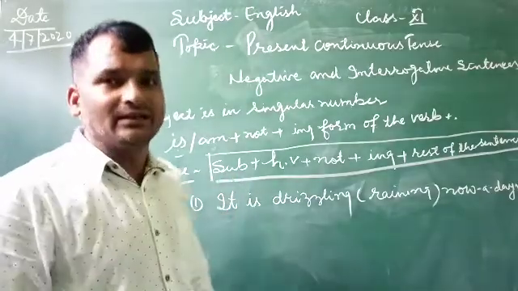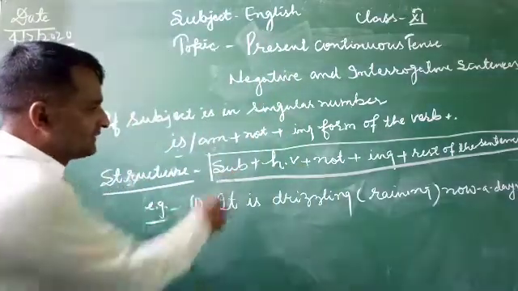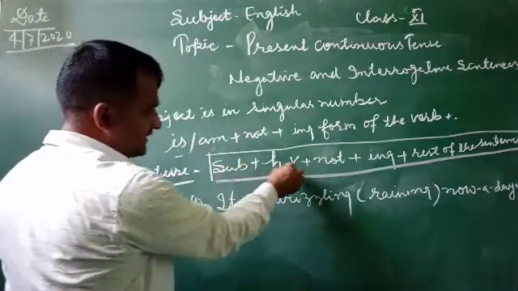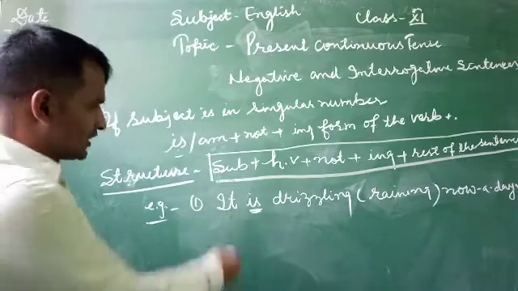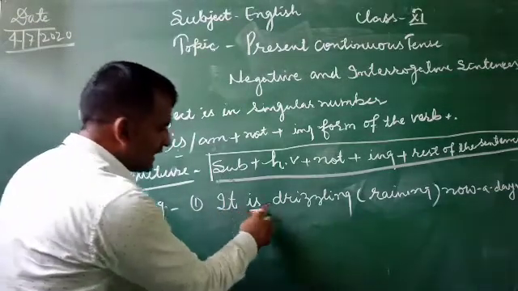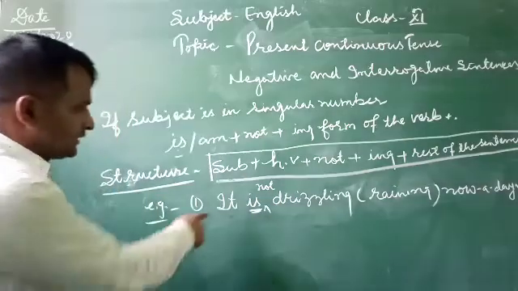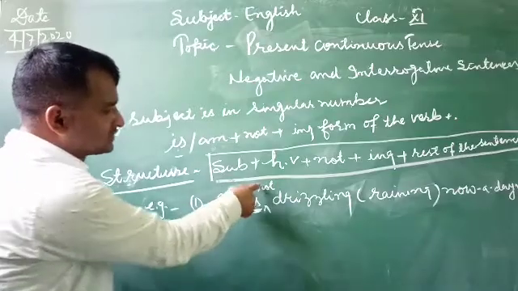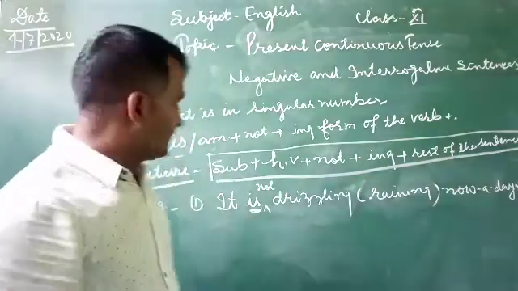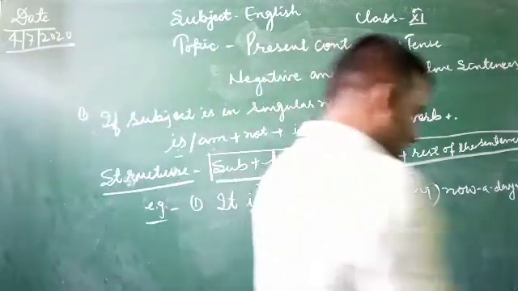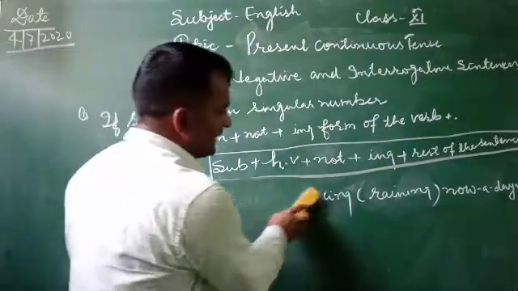This sentence is a present continuous affirmative sentence, but we have already mentioned this structure. Subject plus helping verb. Is is the helping verb of this tense. Look at the board please. It is. After that you have to use not here. Negative sentence: It is not drizzling nowadays. It is not raining nowadays. So in this way, all affirmative sentences you can easily change into negative sentences.